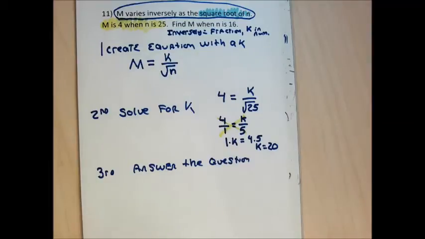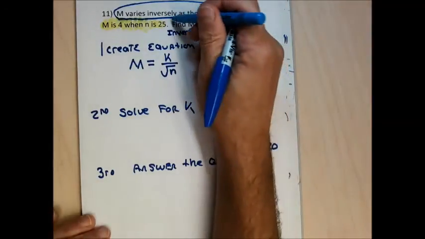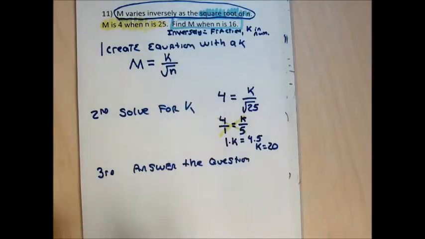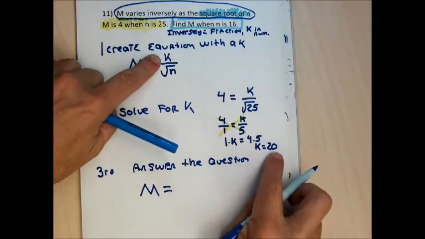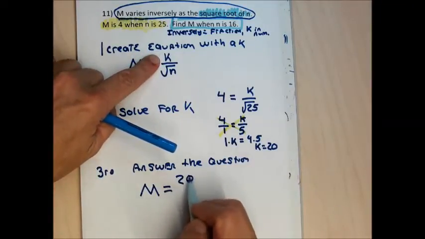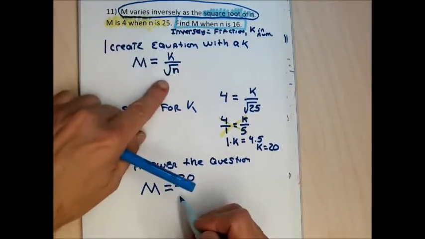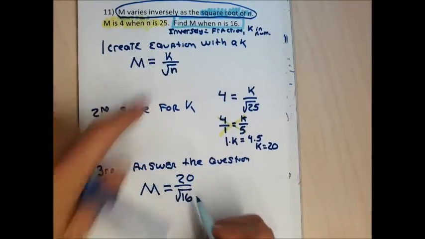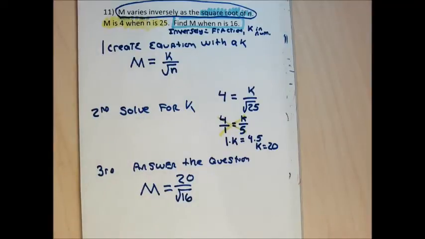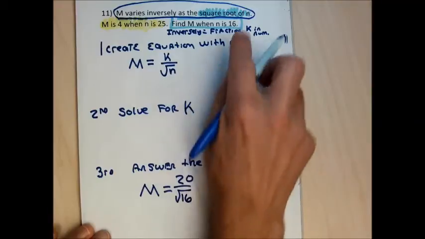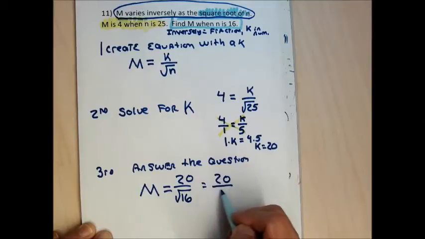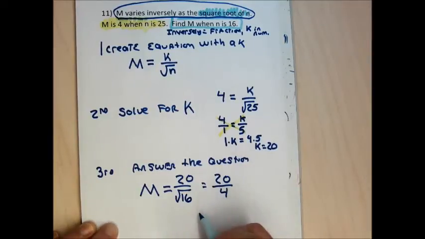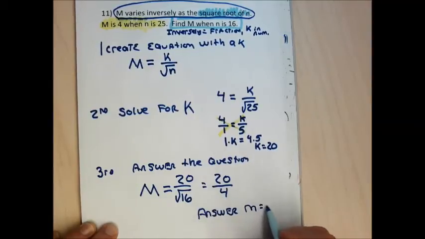On to the last step, answer the question, and the question is in the last sentence. It says find m when n is 16. So I'm going to write m equals, and in for k, I'm going to plug in 20, and in the last sentence for n, I'm going to plug in 16. So I take the answer for k that I got in part 2, and the number for n that's given in the last sentence, and plug them in. I get m is 20 over the square root of 16, which is m is 20 over 4. My answer to this problem, the only thing I need to show, is m equal to 5.